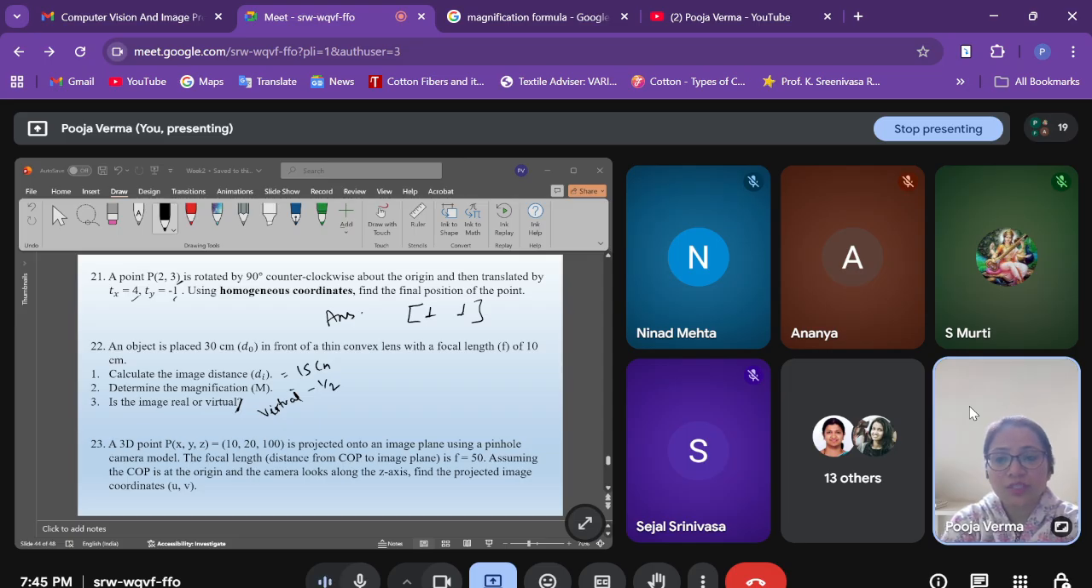Okay, so the next question is: a 3D point P with coordinates x, y, z given as 10, 20 and 100 is projected onto an image plane using a pinhole camera model. The focal length, that is the distance from the center of projection to our image plane, is f equal to 50. Assuming the center of projection is at the origin and the camera looks along the z-axis, we need to find the projected image coordinates u and v.